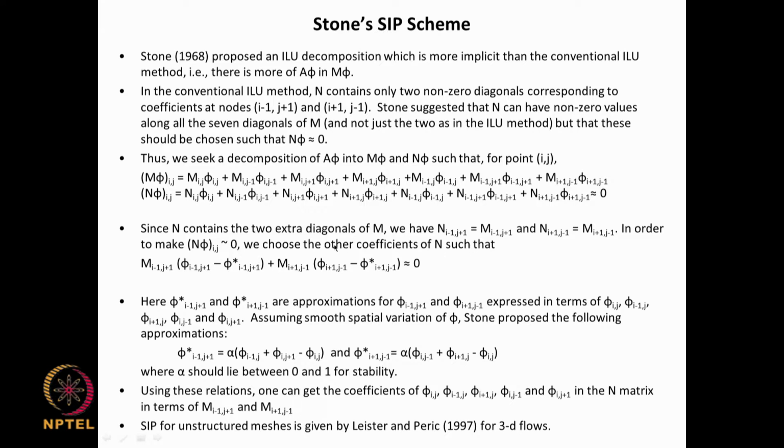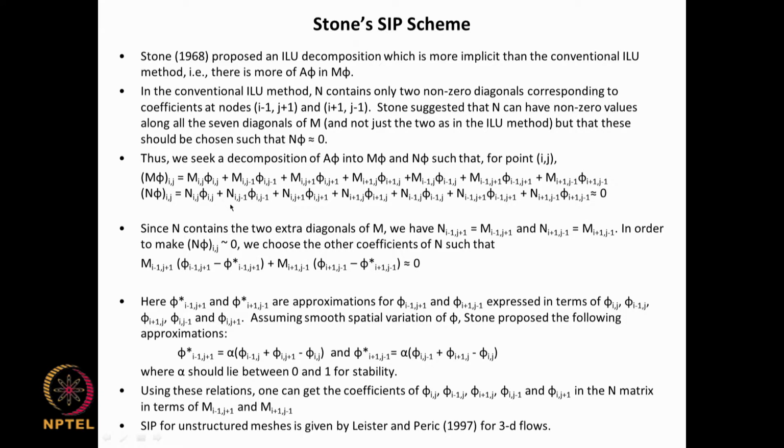So in order to derive an expression for this to become approximately 0, we can put these coefficients to be like this here, and then we should say that this whole thing is equal to 0. And what we say is that these other 5 diagonals are such that they are expressed in terms of this phi star i minus 1 j plus 1 and phi star i plus 1 j minus 1. And what are those expressions here? For example, here you have phi star i minus 1 j plus 1 expressed in terms of i minus 1 j, i j plus 1 and i j.